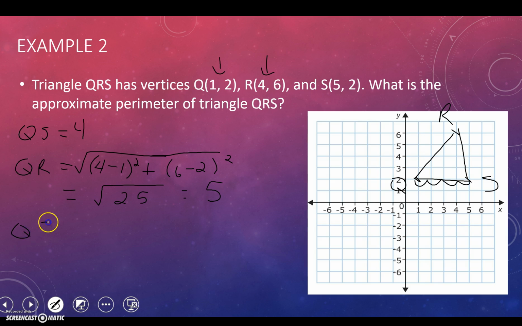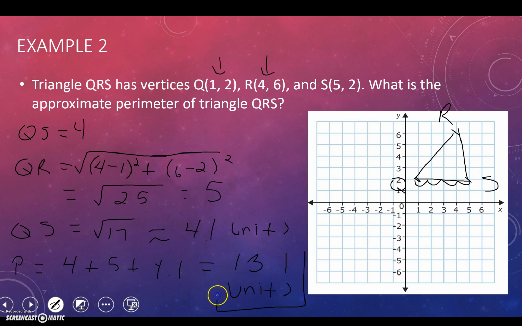Repeating that same process for RS using the distance formula, I found that that length is the square root of 17, which is about 4.1 units. So if I want to find the approximate perimeter, I'm going to add those three up, which would be 4 plus 5 plus 4.1. So we know that the approximate value is 13.1. And we don't have specific units, so we're just going to use the word unit.